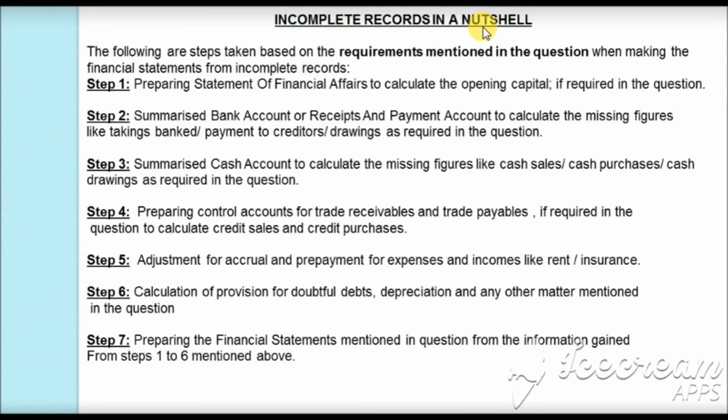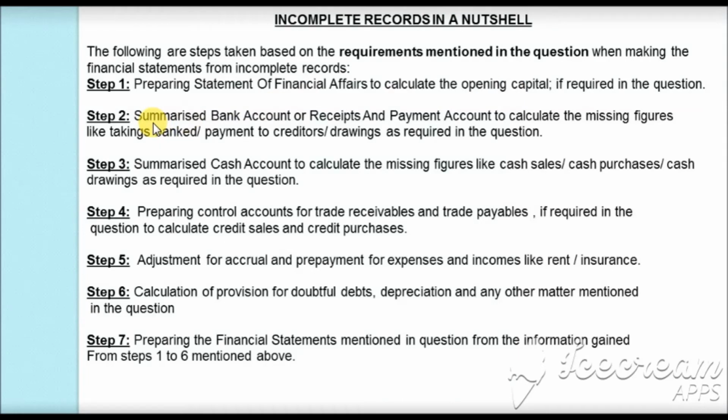Before proceeding further, let's understand incomplete records in a nutshell. There are various steps which we take when we come across an incomplete record question. Of course, this should be based on the requirements mentioned in the question. The first step is to prepare the statement of financial affairs. This is to calculate the opening capital. As the question which we have done did not require us to calculate the opening capital, we have not taken this step.